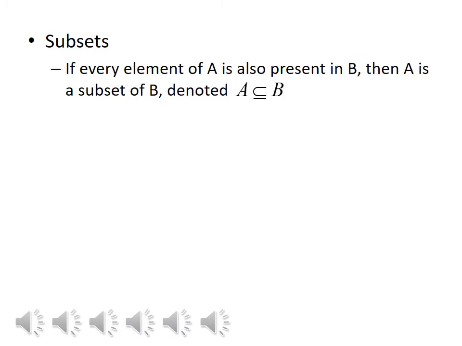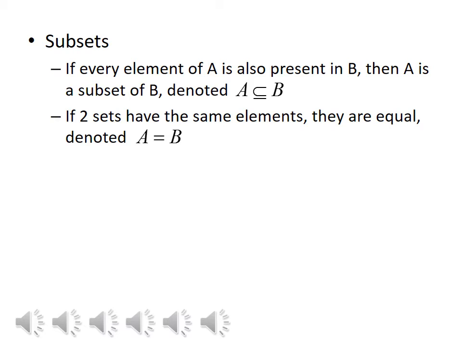Next, we're going to talk about subsets. The definition of a subset is as follows. If every element of A is also present in B, then A is a subset of B, denoted as follows: A with a sideways U and a line under it, B. Now, if two sets have the exact same elements, then they're said to be equal. And so then we would say set A equals set B.